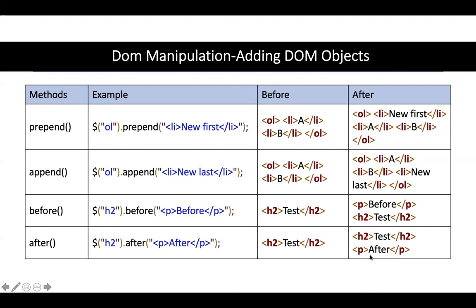So essentially, as long as you have the element, this becomes your previous sibling. This becomes your next sibling. This becomes the first child. This becomes the last child. So pretty simple.